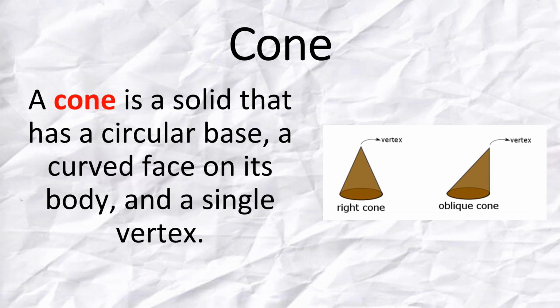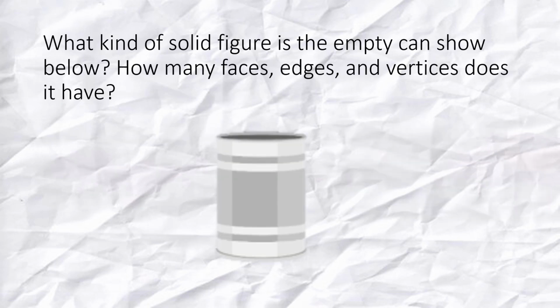A cone is a solid that has a circular base, a curved face on its body, and a single vertex. If the vertex is directly above the center of its circular base, just like this one, we call it a right cone. If it is not, it is called an oblique cone. An object that is shaped like a cone is said to be conical. Let us identify the figures, what type of solid figures they are, and their properties.